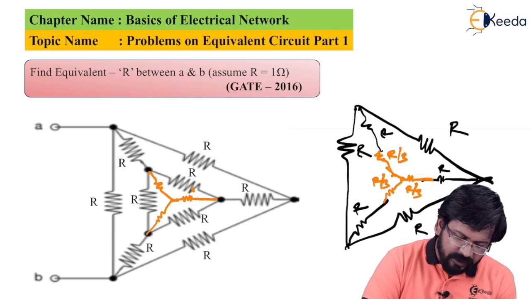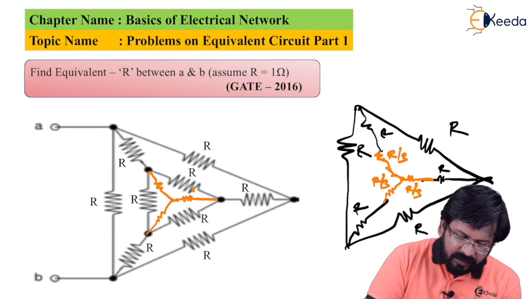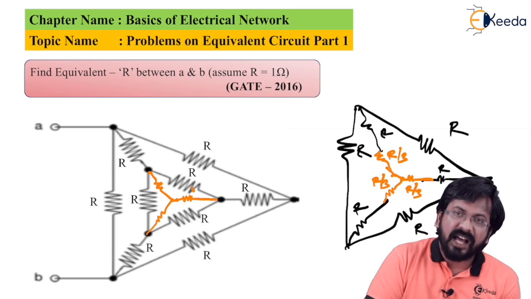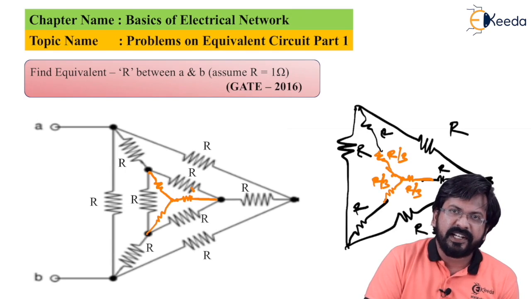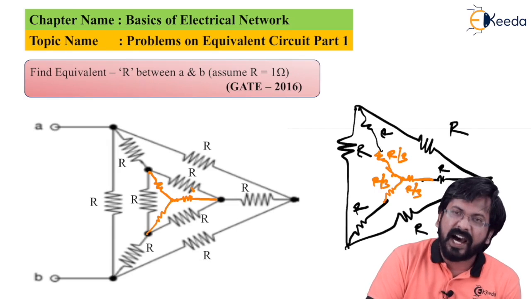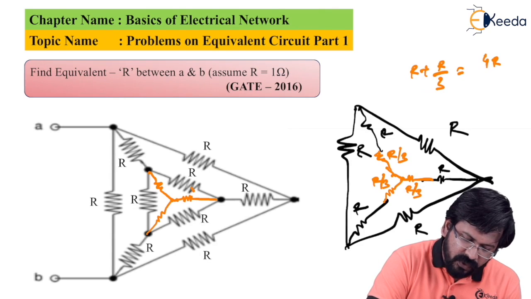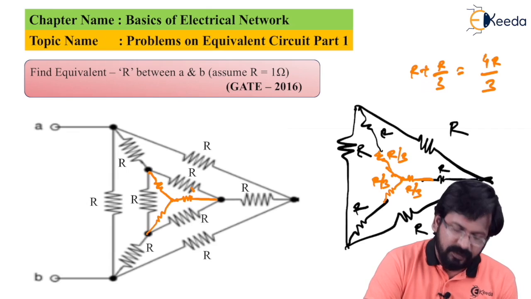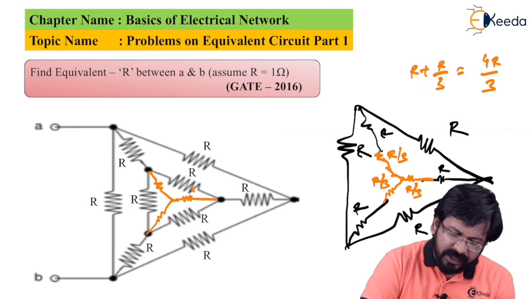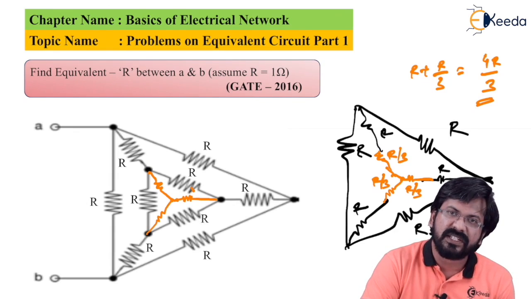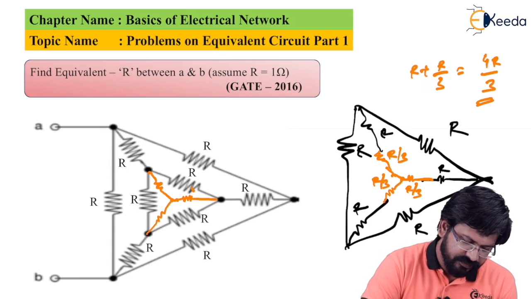Now what we can see surprisingly, R by 3, R by 3, R by 3 in every arm are connected in series. So we can now have an equivalent resistance there, that is R plus R by 3. Effectively, R plus R by 3 will become 4R by 3. So now we can replace every star element with equivalent resistance as 4R by 3. And we can redraw the circuit as so.